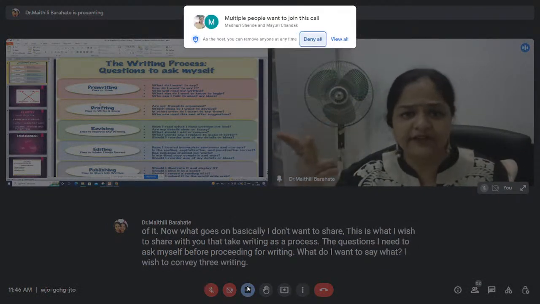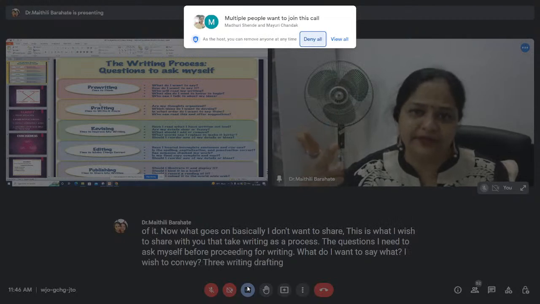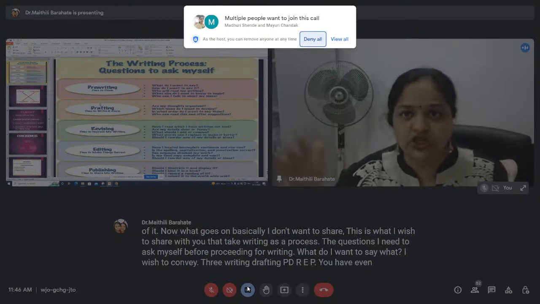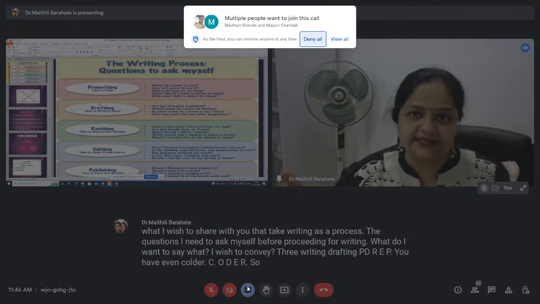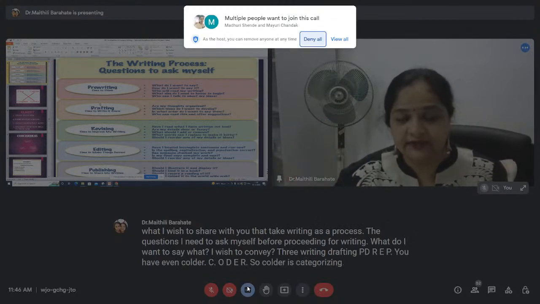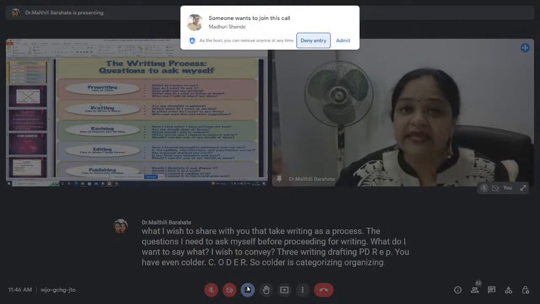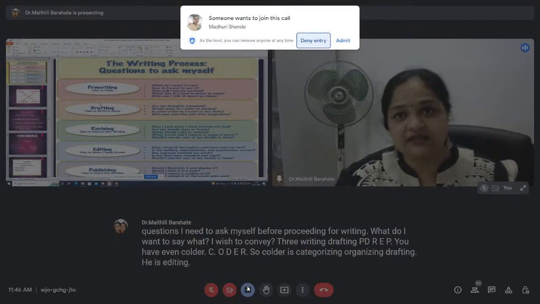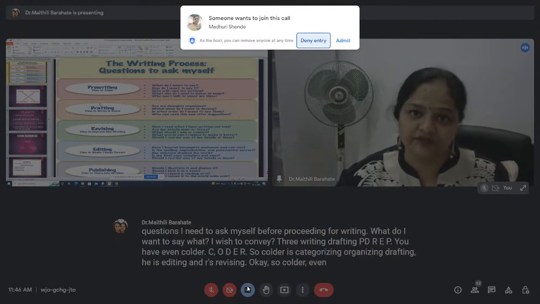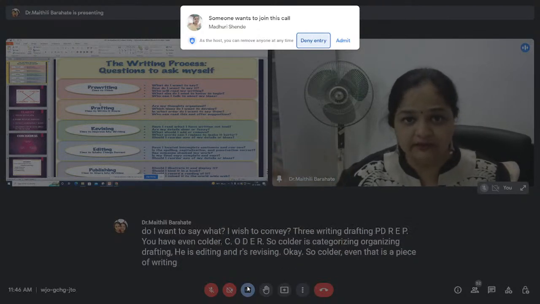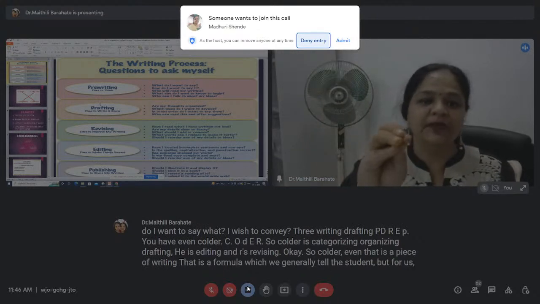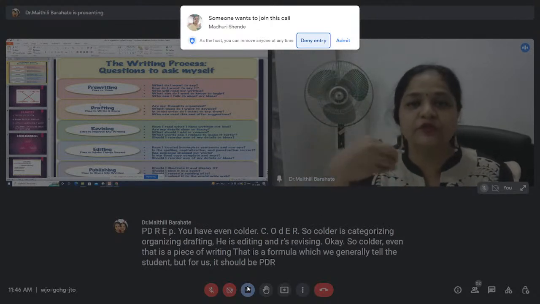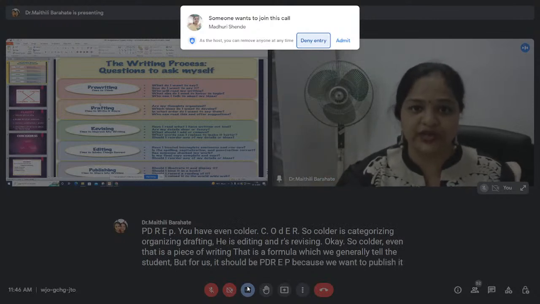Pre-writing, drafting, PDREP. You have even CODER. CODER is categorizing, organizing, drafting, E is editing, and R is revising. Even that is a process of writing. That is a formula which we generally tell the students. But for us, it should be PDREP because we want to publish it, because we want to share it.